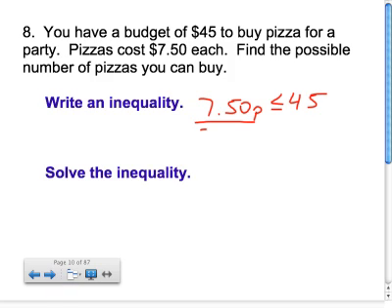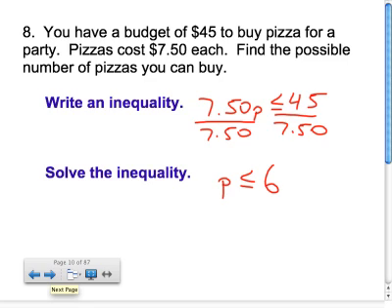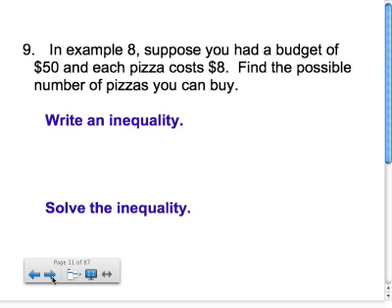So now there's your inequality. Solve it. You're dividing both sides by 7.50, and you find that the number of pizzas you can buy is less than or equal to, I'm going to grab my calculator here because I don't know this off the top of my head, 45 divided by 7.5 equals 6. I guess I could have figured that out. Okay, so in other words, you can order up to 6 pizzas. Can't order anything more than 6 though.